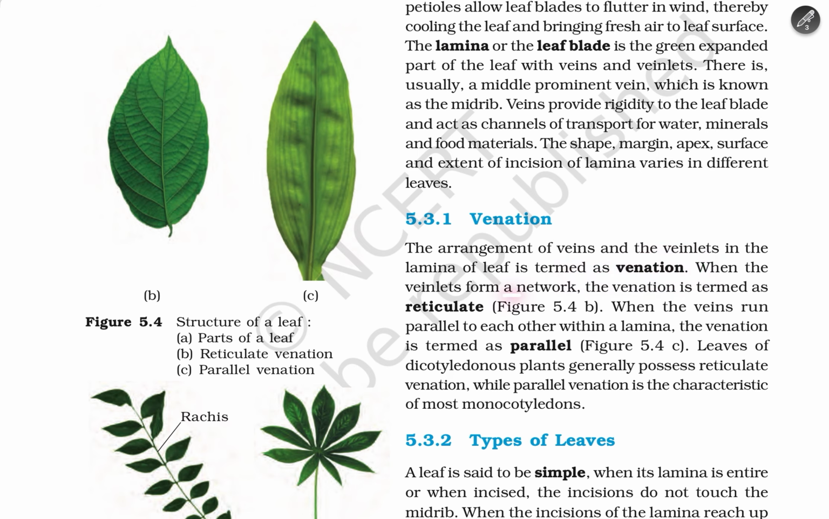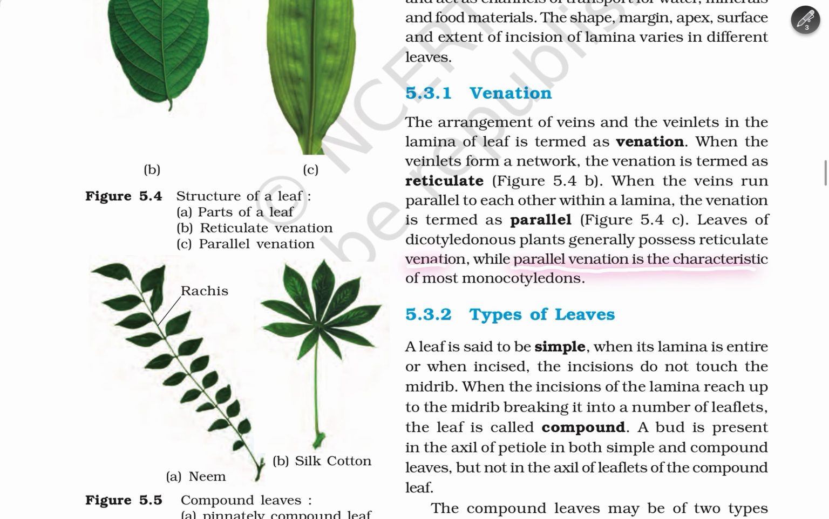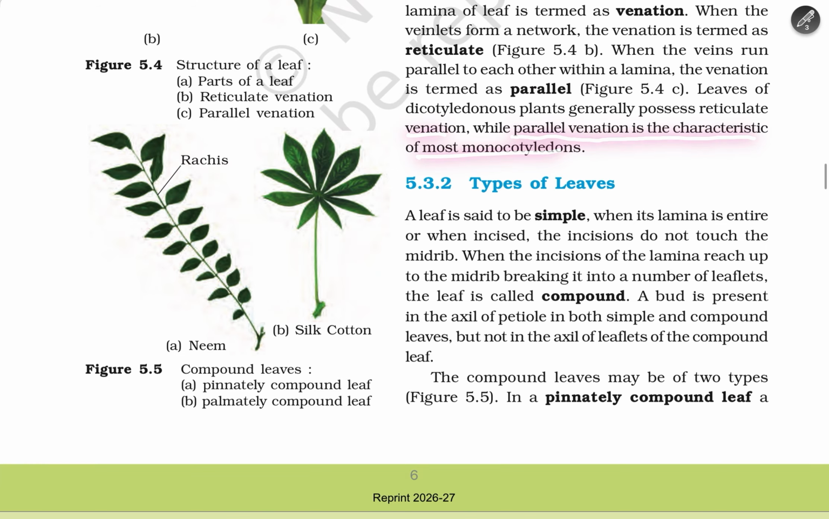When the veinlets form a network, the venation is termed reticulate. When the veins run parallel to each other within the lamina, the venation is termed parallel. The leaves of dicotyledonous plants generally possess reticulate venation, while parallel venation is the characteristic of most monocotyledons.